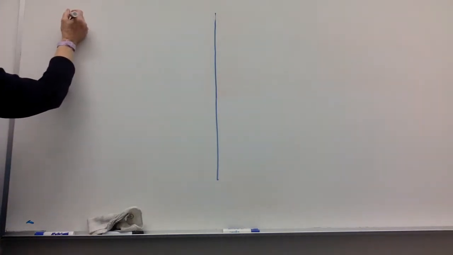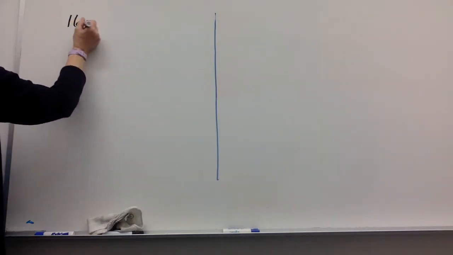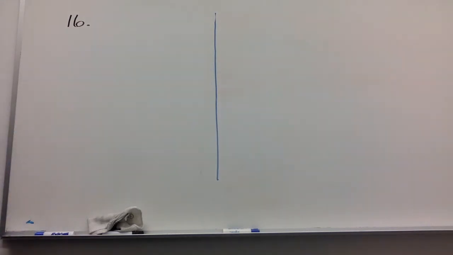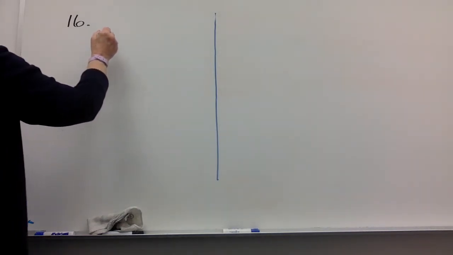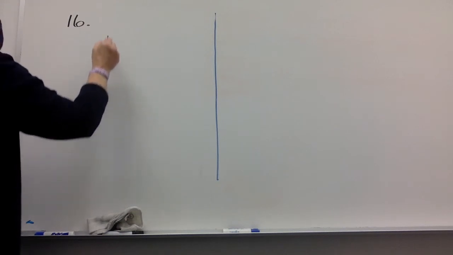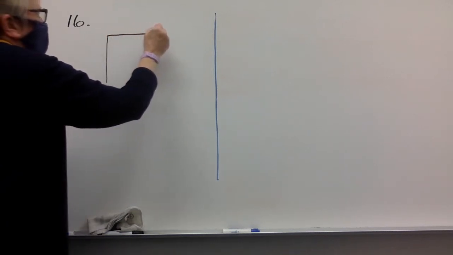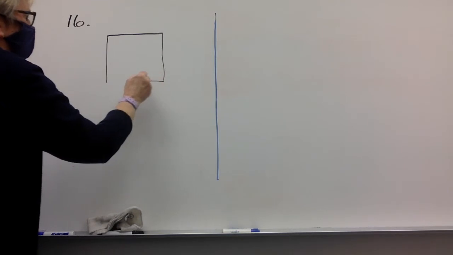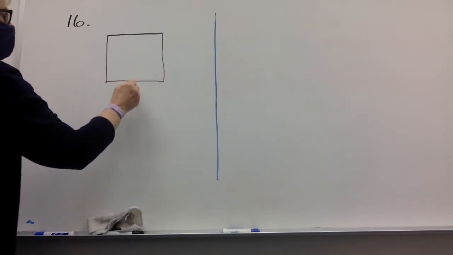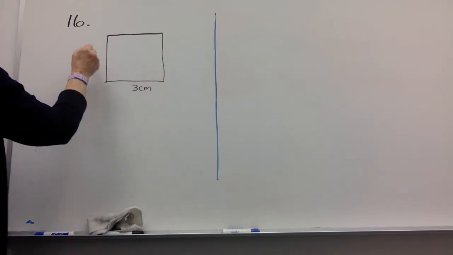We're going to do number 16. Number 16 is a word problem, and it's kind of interesting because they say draw a rectangle that is 3 centimeters long and 3 centimeters wide, but if you use 3 centimeters and 3 centimeters, we would normally call that a square, but that fits into the rectangle category as well. So that's 3 centimeters long, 3 centimeters wide.